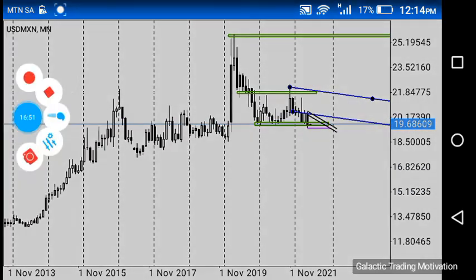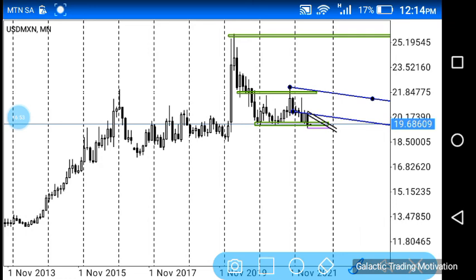which would be forming the second leg of that M structure that we spoke about, right? Yeah, so that is it, guys, as far as my analysis for this particular instrument goes.